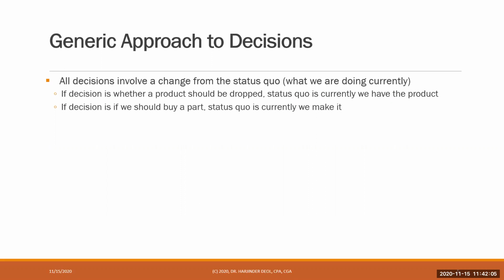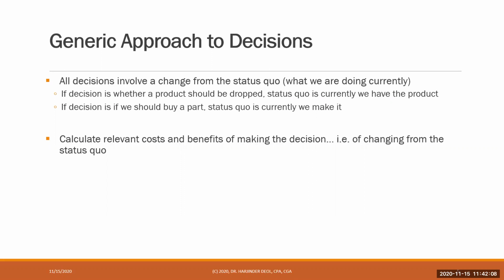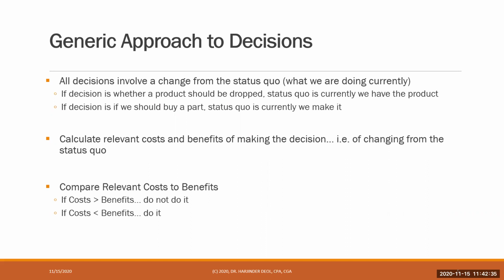So when you make the decision, you have to identify relevant costs and benefits of making the decision, i.e., from changing from the status quo. You want to compare the relevant costs to the benefits. If the costs are more than the benefits, then we would not want to make the change. If, on the other hand, the benefits are greater, then we would recommend the change. So this is, in a nutshell, the often used term of cost-benefit analysis. You'll compare the costs to the benefits, and accept a change if the benefits outweigh the costs.